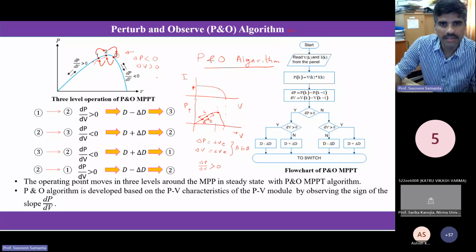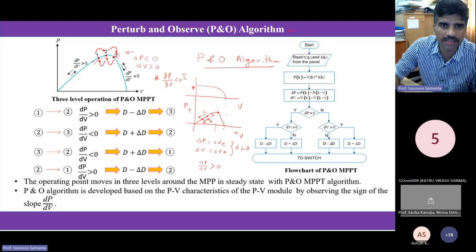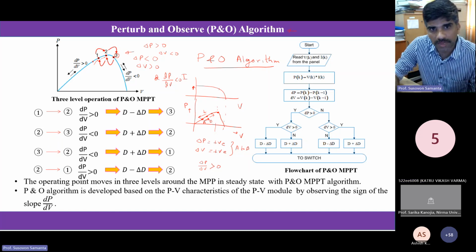So as I said, if my dP by dV is negative, then what should I do? I should actually decrease my panel voltage. Now you see at 2, what is happening? At 2 you have del P greater than 0, but your del V is less than 0 because you are reducing your voltage. So that means at 2, my dP by dV is less than 0.